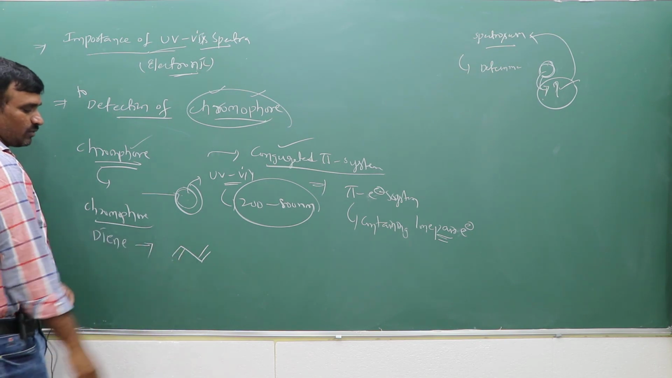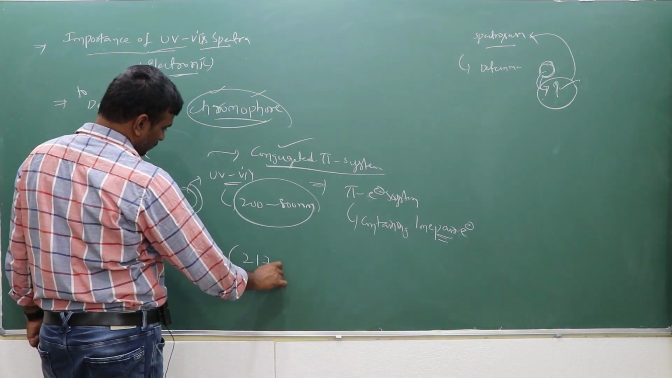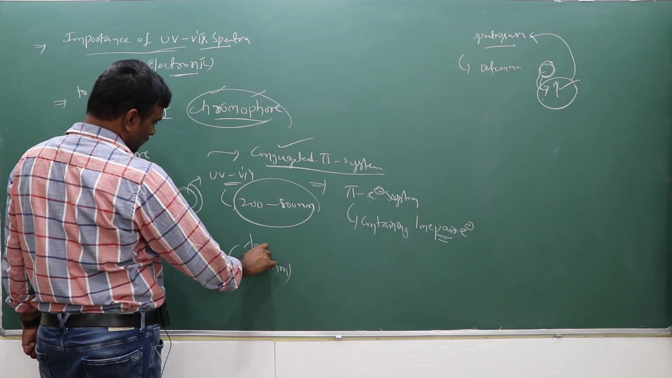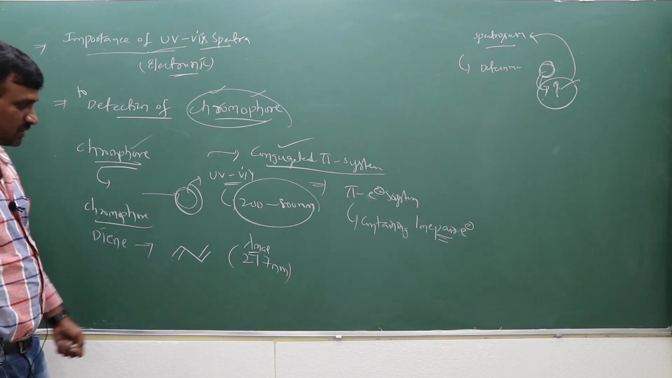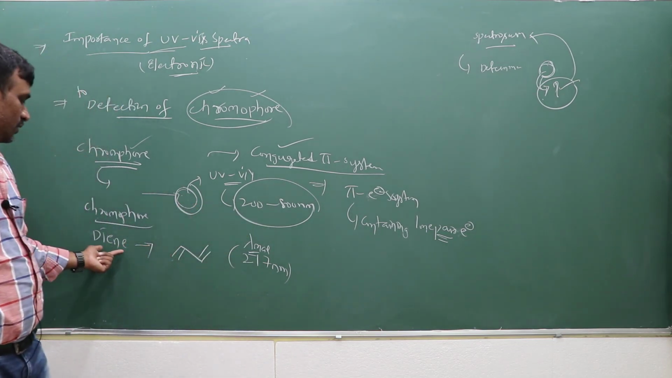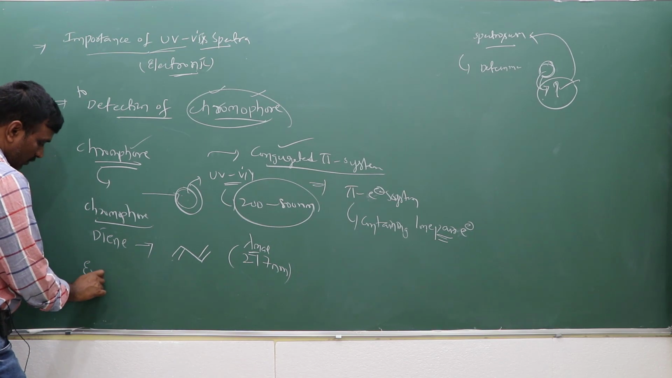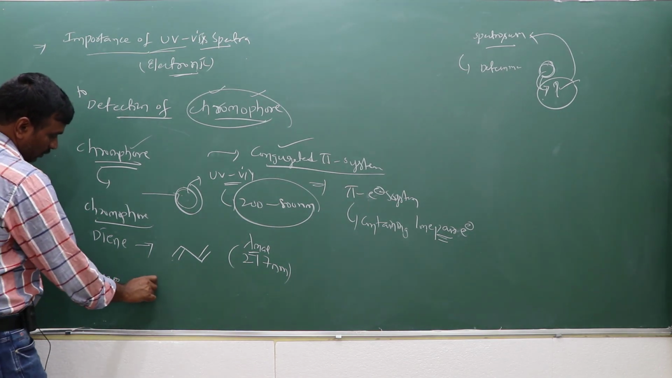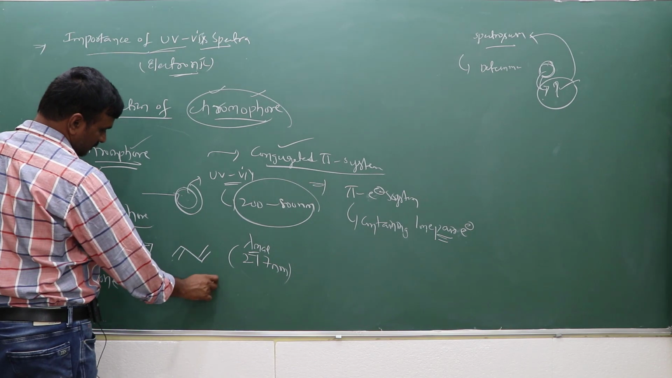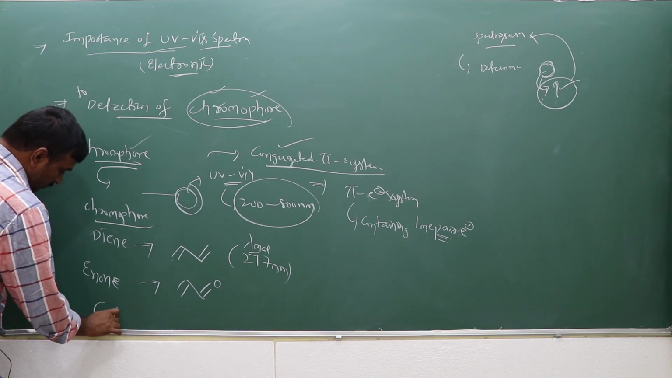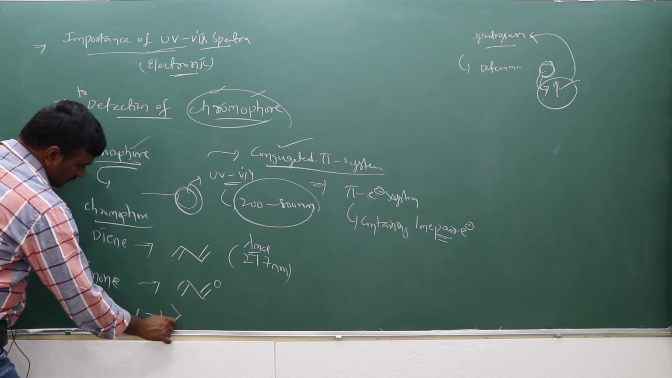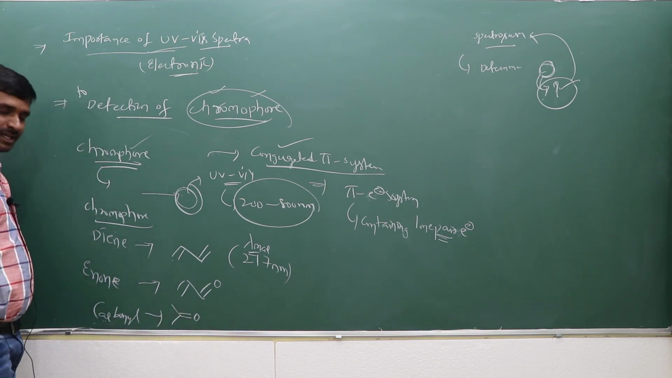Like this, a diene is a chromophore. How much is the lambda maximum? 217 nanometers, for the pi to pi star transition, so it is capable of absorbing this range of radiation. An enone is also a chromophore, with lambda maximum around 237 and 231 nanometers. And carbonyl is a chromophore, also capable of absorbing UV visible radiation.